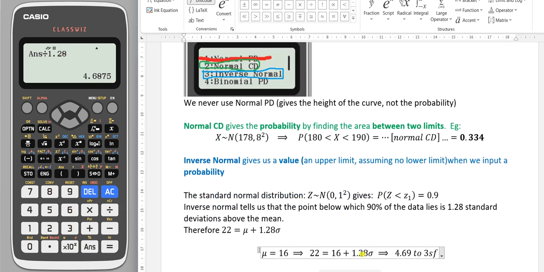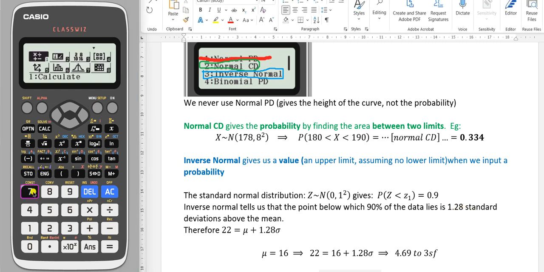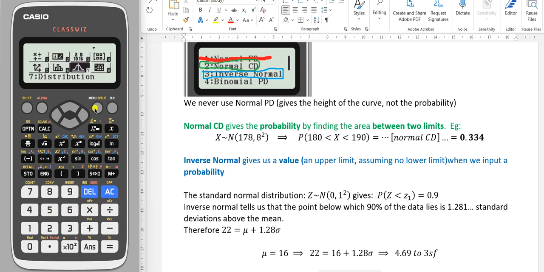What I'm going to need to do is take that 1.28 that I worked out before and get a more accurate answer for that, a greater level of precision. So I go to inverse normal, I put in 0.9, and it's not just 1.28, it's 1.28 something. If you want to be really precise, you store that number somewhere. I'll store it as x. And then when I go to my calculator mode here, and I do 6 divided by that number, I should get a much more accurate answer.